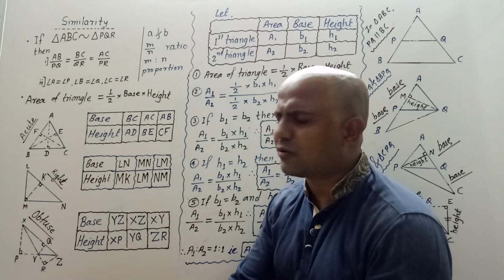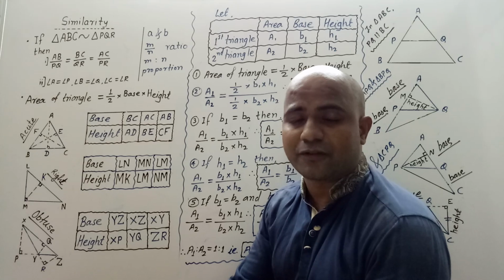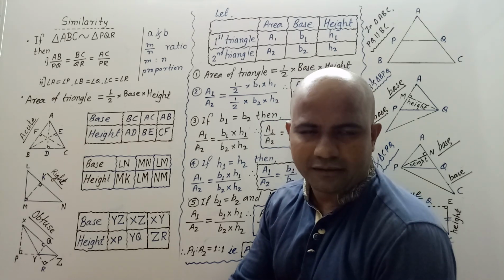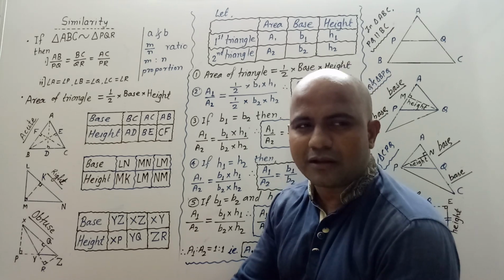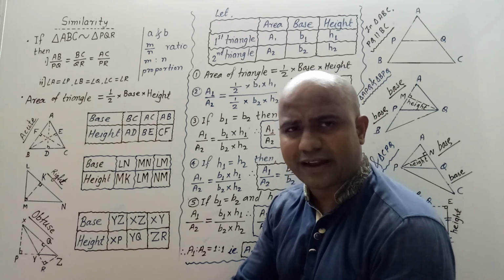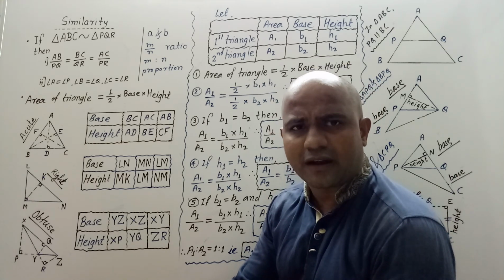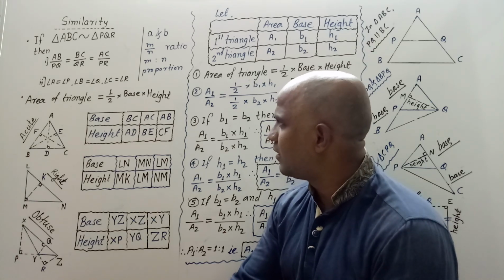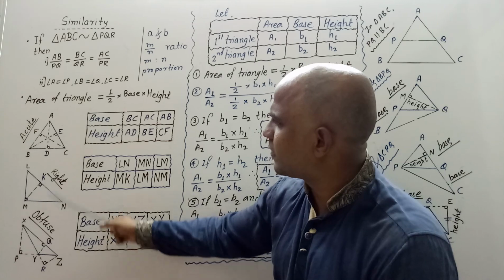According to sides, there are three types of triangles. First one is an equilateral triangle, which means all sides are equal. Second is the isosceles triangle, where at least two sides are equal. And third one is a scalene triangle. But now we are interested to only discuss this.